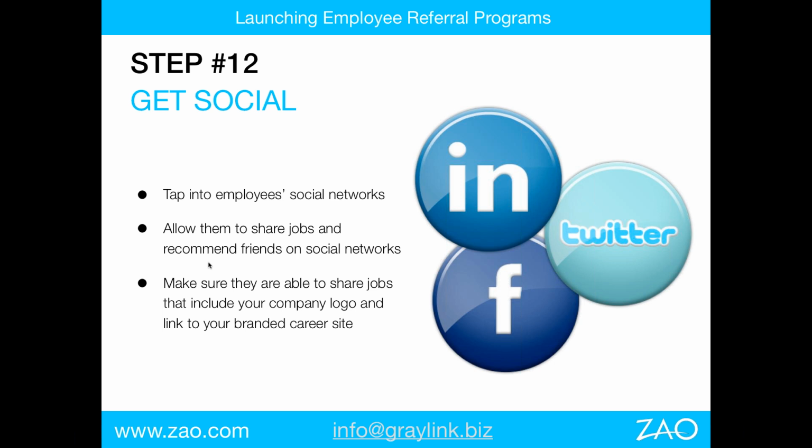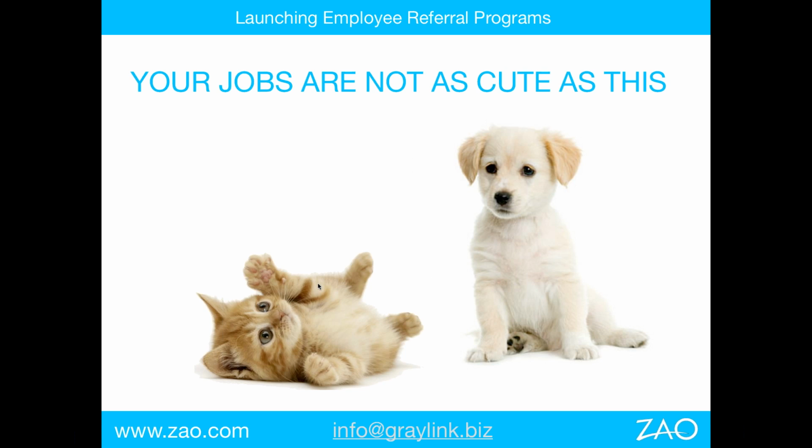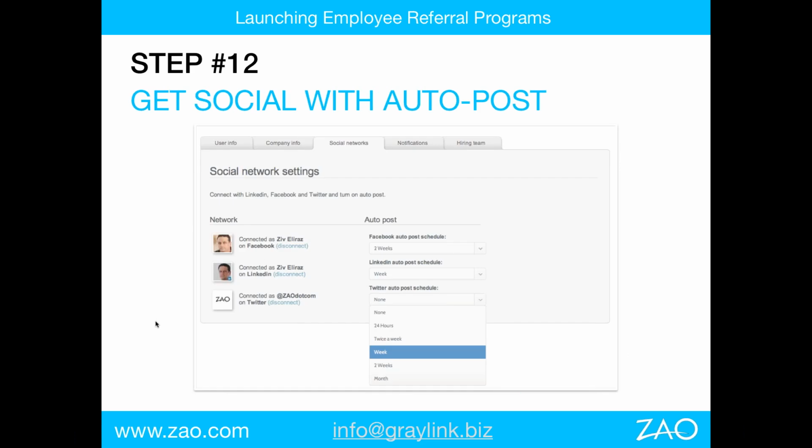Now, the problem with sharing jobs on social networks is that they disappear in the newsfeed very quickly because they're not as cute as kittens or puppies, right? So we've overcome this problem with a feature called Auto Post or Smart Auto Post. Rather than requiring employees to remember to share jobs, and then they post these jobs and they quickly die down in the feed, we give them a tool that automatically shares jobs on the social network of choice and at the frequency of choice. This way employees can set it and forget it. And if anyone applies to a job they share, we take care of all the tracking so that the employee gets full credit for it.